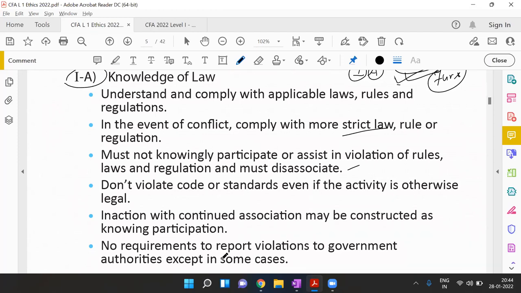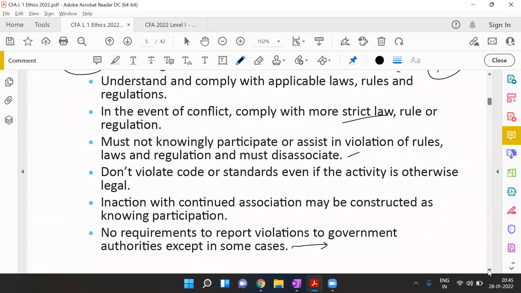Next point says that if any such activity is happening, there is no requirement that you immediately approach government authorities. Yes, in some cases, it is mandatory for you to approach government authorities. If any sort of money laundering is happening related to any terrorist activities and you're aware about it, then you should immediately report to government authorities. So only in exceptional cases, right? Not in every case is it required that you approach the regulator or the government authorities, right? So these are the points which are important as far as knowledge of capital market is concerned, right?